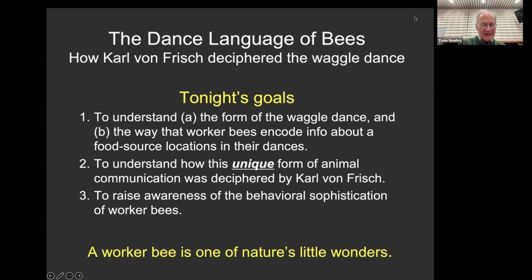You'll see why. And then thirdly, I want to raise awareness of the behavioral sophistication of worker bees. A worker bee is one of nature's little wonders. It is probably, and I'll explain that, without doubt the most intelligent of all of the insects, the worker honeybee.